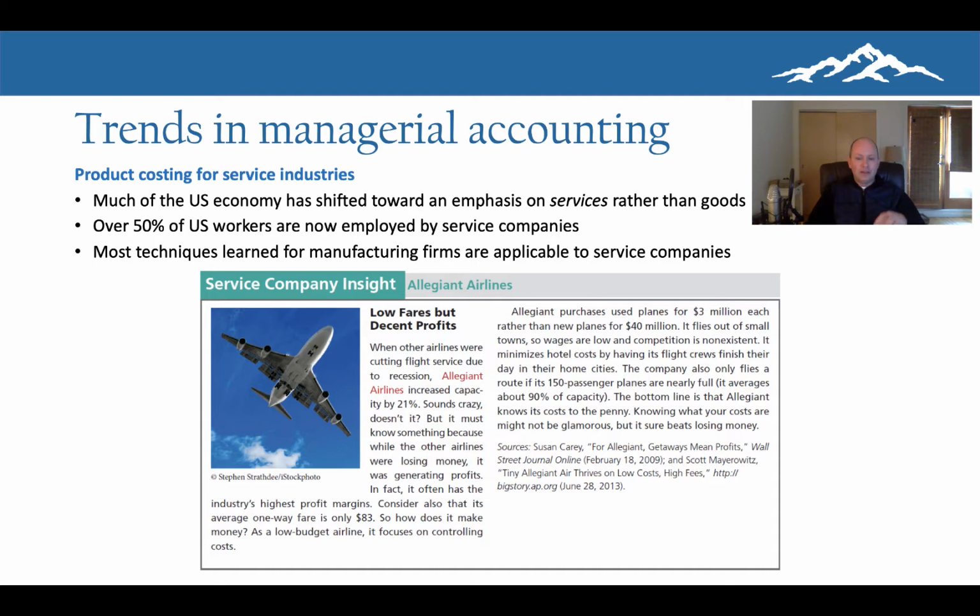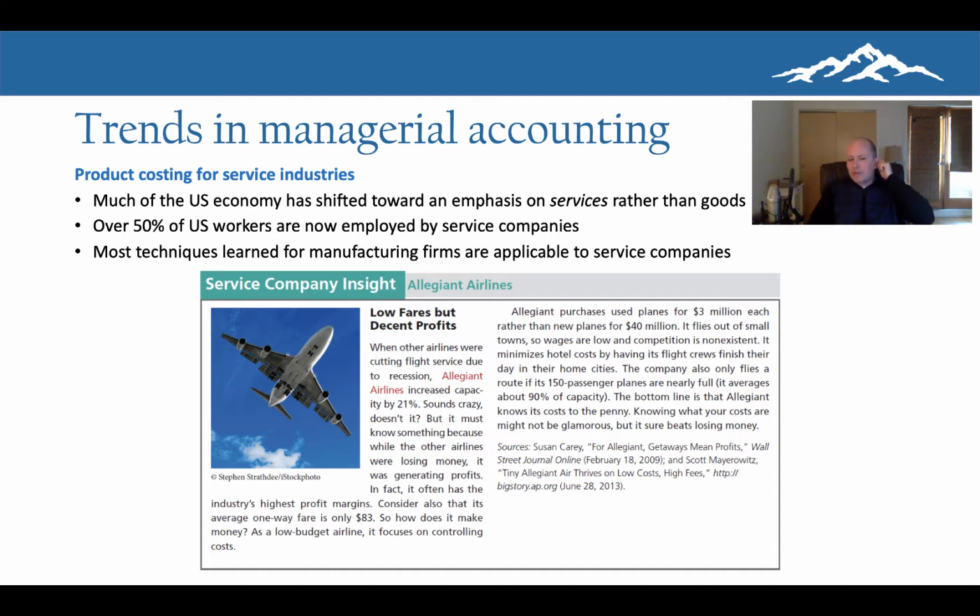And so the point of the case study is not that revolutionary, right? It's that Allegiant knows its costs to the penny. And by knowing its costs and by being able to track its costs and allocate its costs, it's able to get a higher profit margin. It's able to offer lower fares. It's able to control its costs.